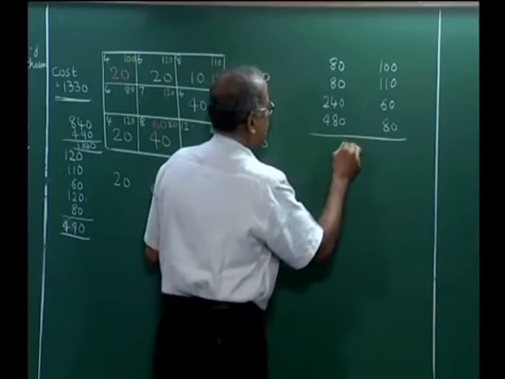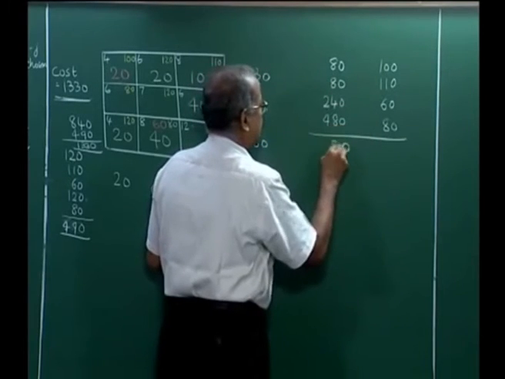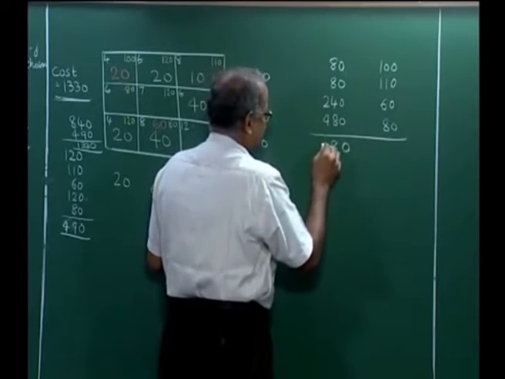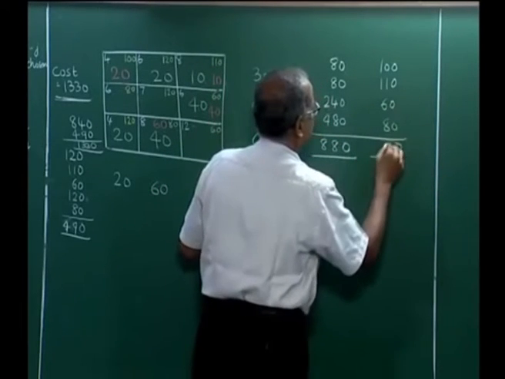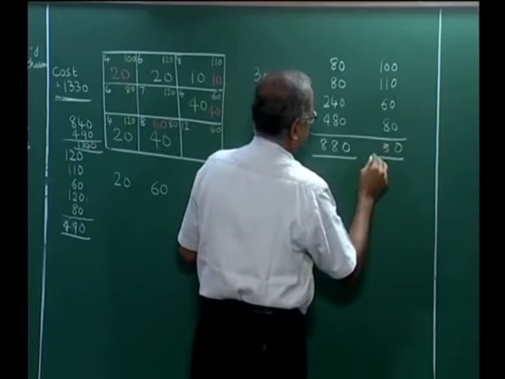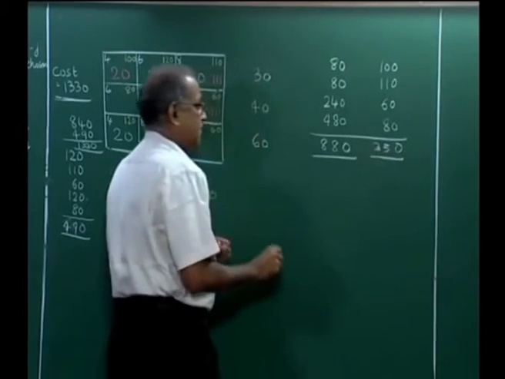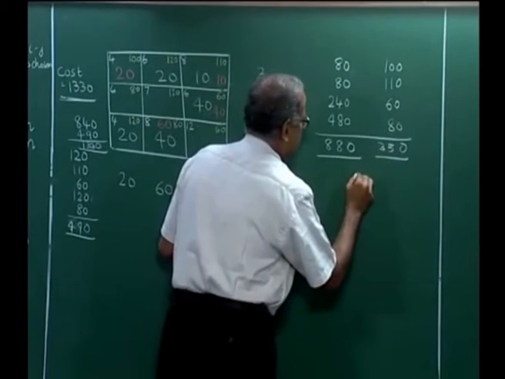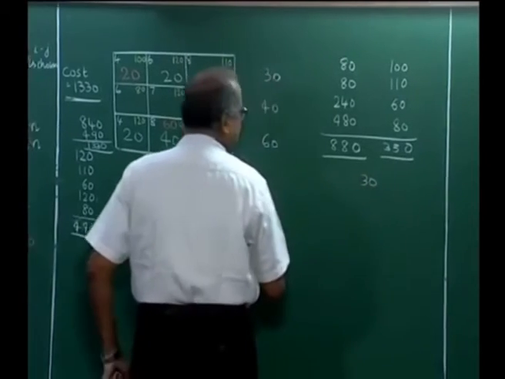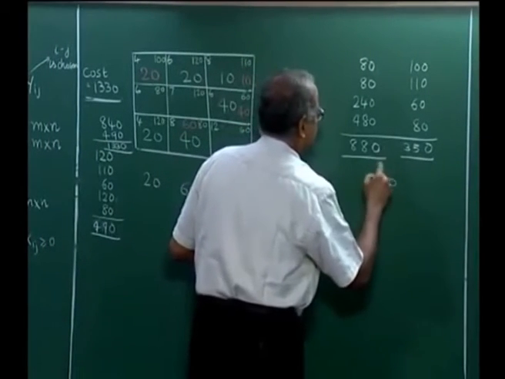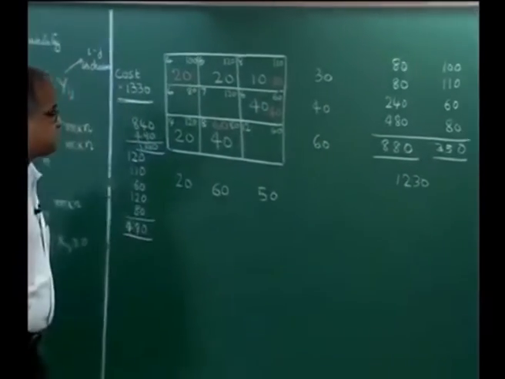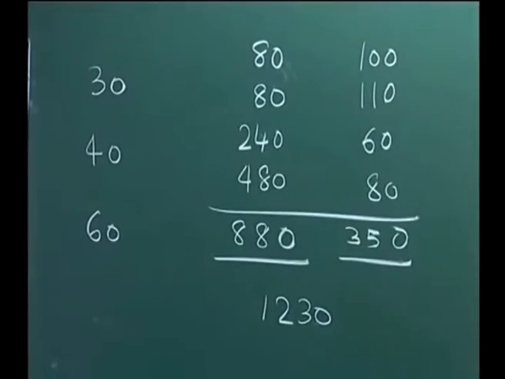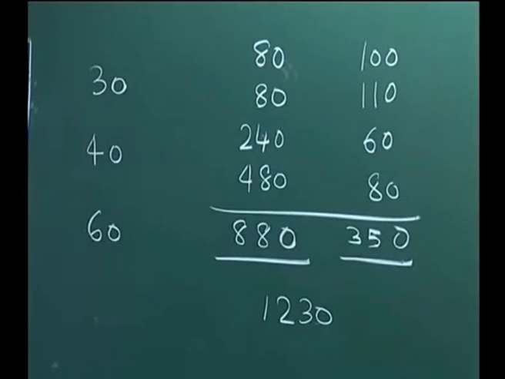So, now this will be 8 plus 4, 12, 20, 28, to 880, and this will be 350. So, the total cost will be 1330. So, the cost will be 1230.